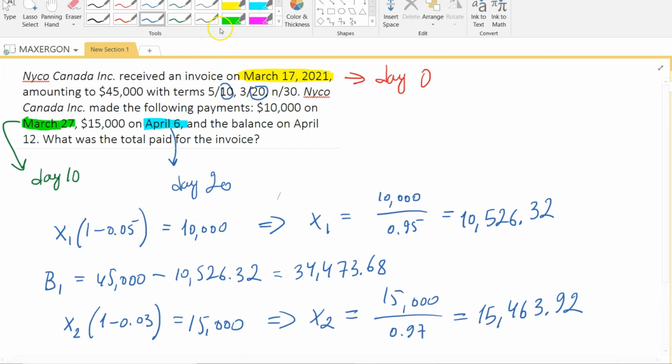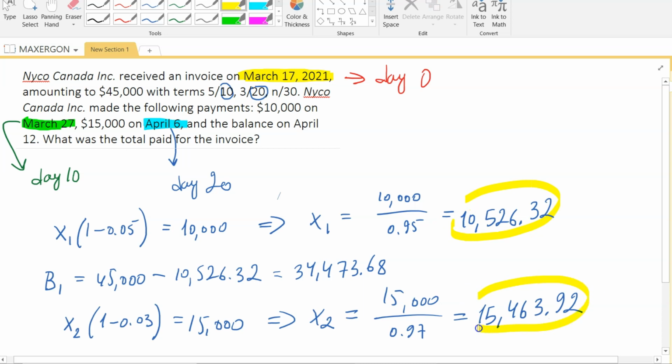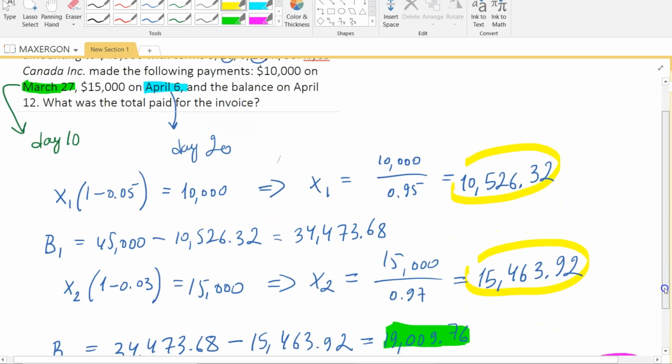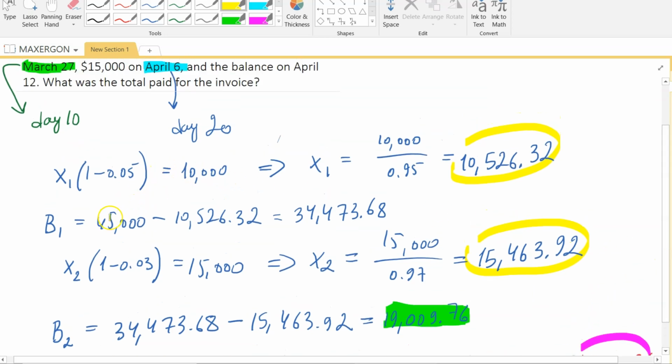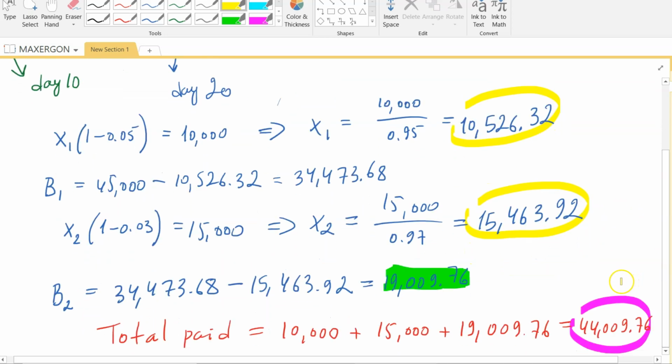Note that this problem could be solved more easily. We found X1, then we found X2. What we could have done is add X1 and X2, and we would find total credits received. Using those total credits, we could subtract them from the amount of the invoice, which is $45,000. We would get the balance right away, and then we could find the total. However, this solution also shows how to find balances after each iteration so that it's more clear what's going on when the company pays those partial payments.